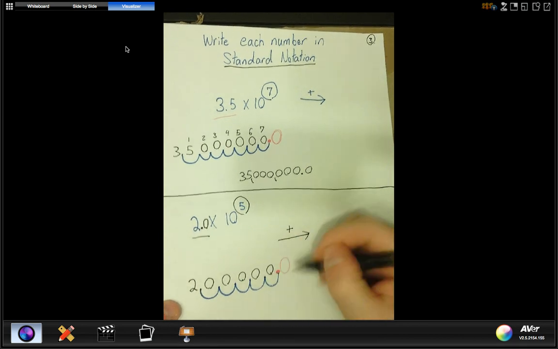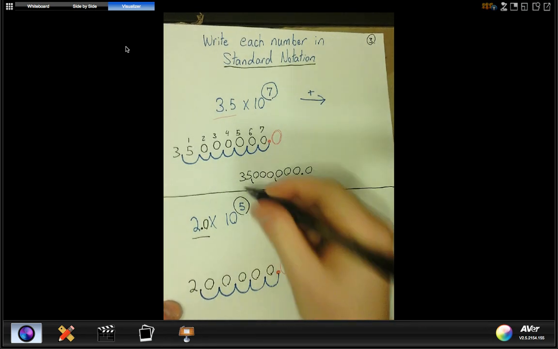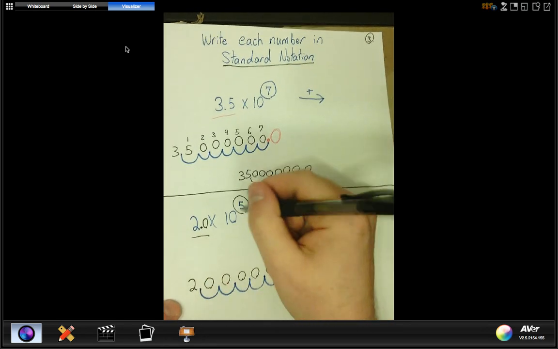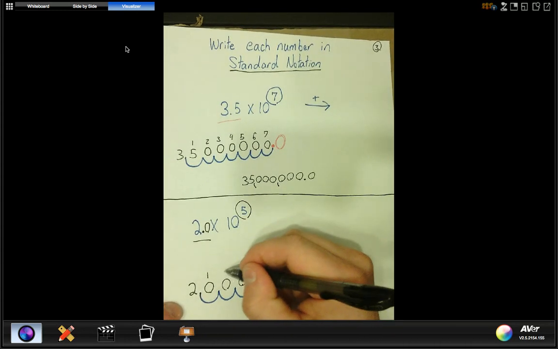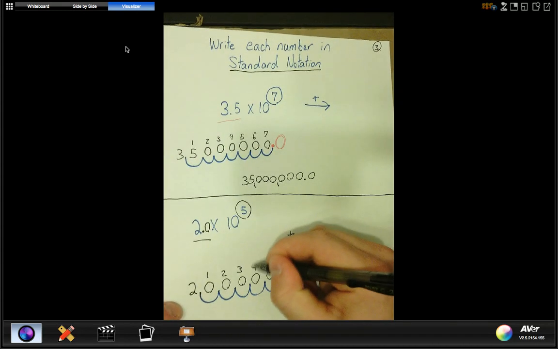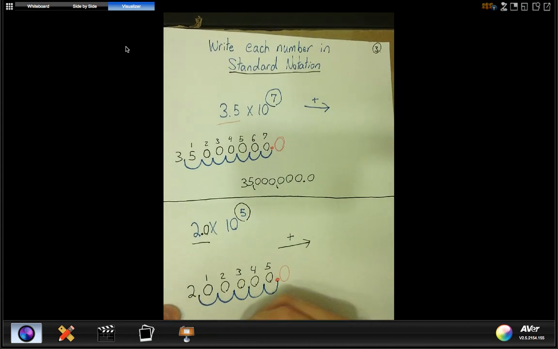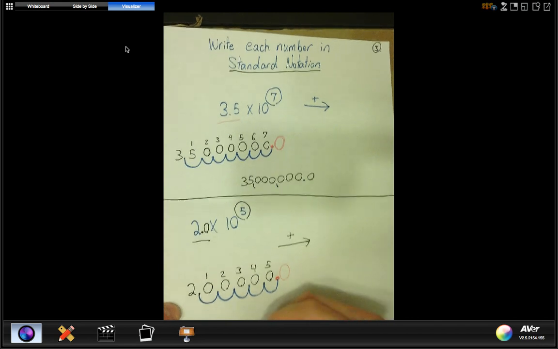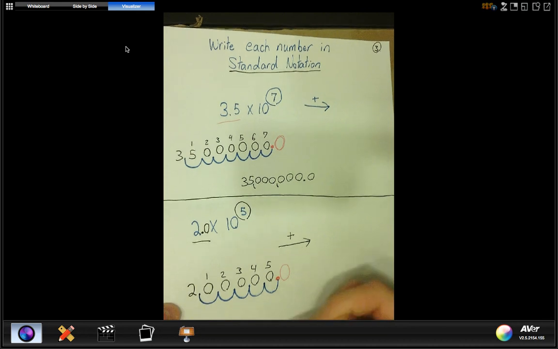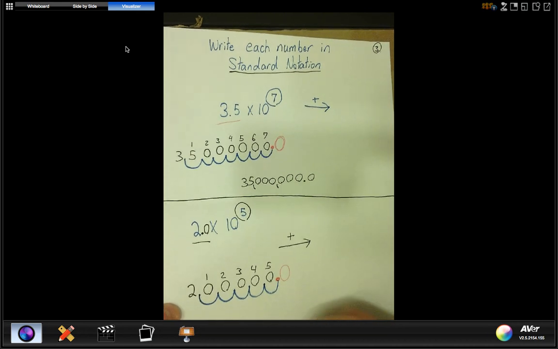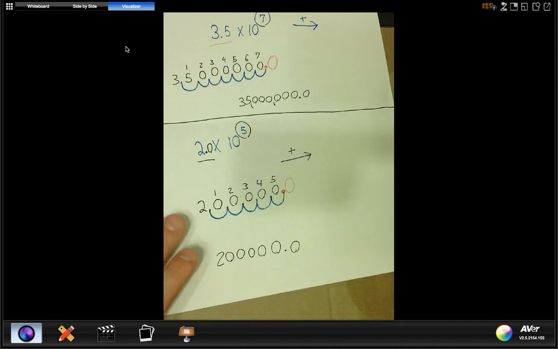3, 4. I want to double check my work before I write my final answer. I should have 5 numbers above my original one from the moving point. 1, 2, 3, 4, 5. Right on. My answer written nice and clean. 2, 0, 0, 0, 0, 0. Ooh, it's right there. My fault.